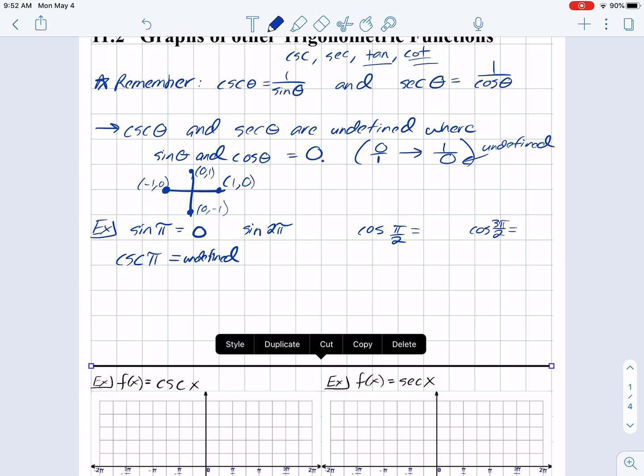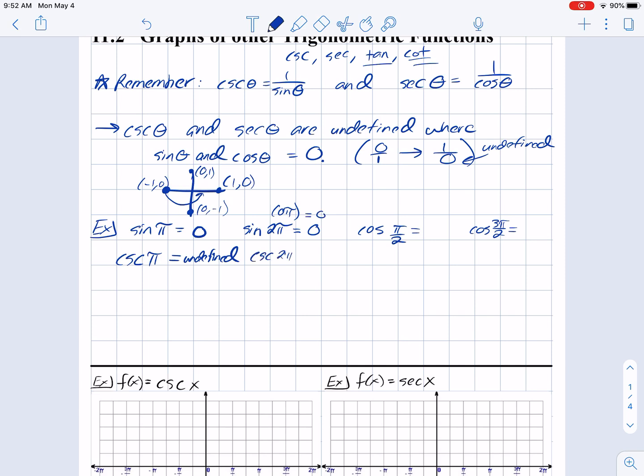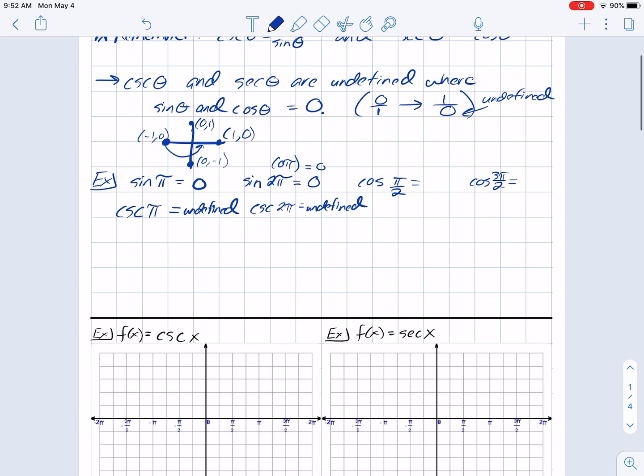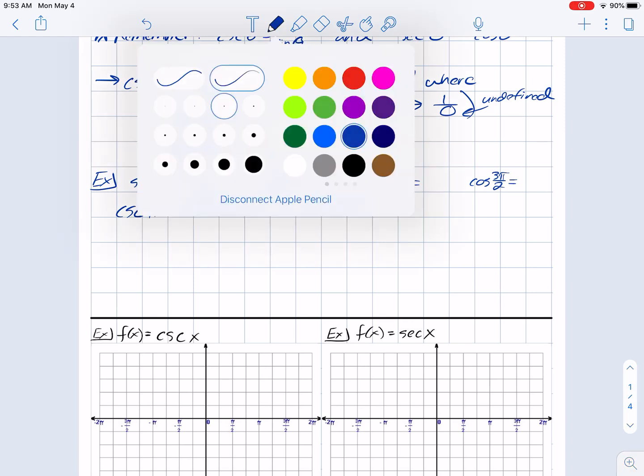Great. If we continue around to 2 pi, same thing. The sine of 2 pi or the sine of 0 pi, these are both 0, so then the cosecant of 2 pi or the cosecant of 0 pi would be undefined. Okay? We'll see what that looks like on the graph in just a sec. Let's go look at cosine. Cosine of pi over 2.